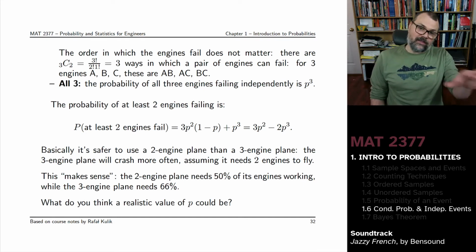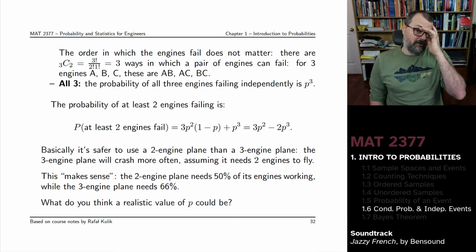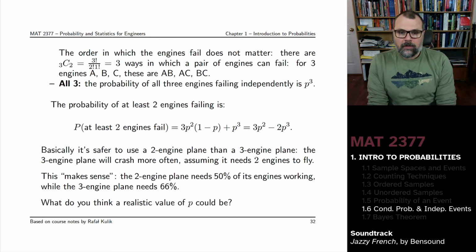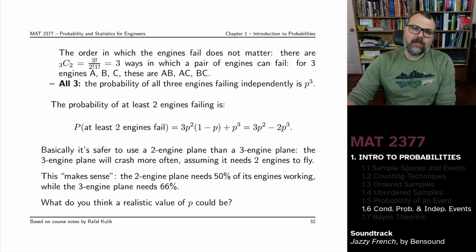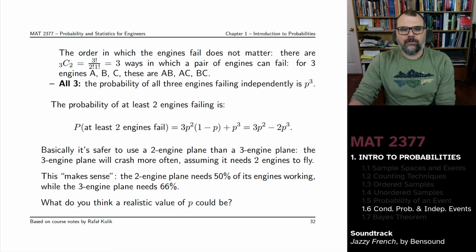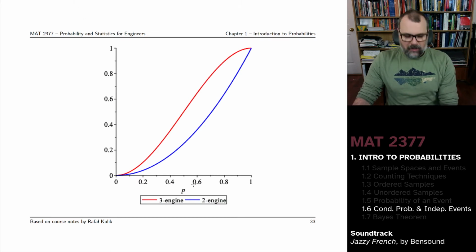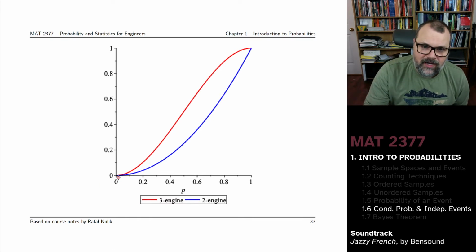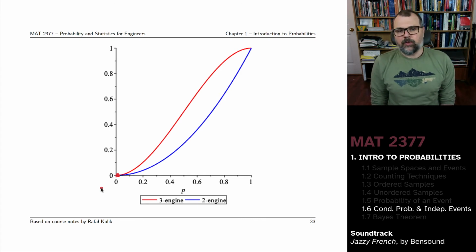Now, I'm not saying that the assumptions that I've laid out for you here are realistic assumptions, but they're not completely ridiculous assumptions. So you can have this argument all you want, but if you don't know what a realistic value of p could be, it's sort of a stupid argument to have. If the probability of an engine failing is super small, there isn't that much of a difference between the probability of failure for a 3-engine plane and for a 2-engine plane.